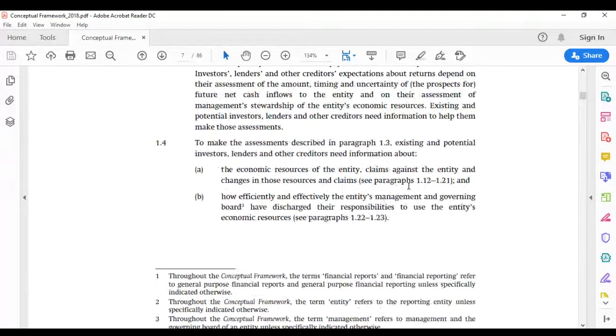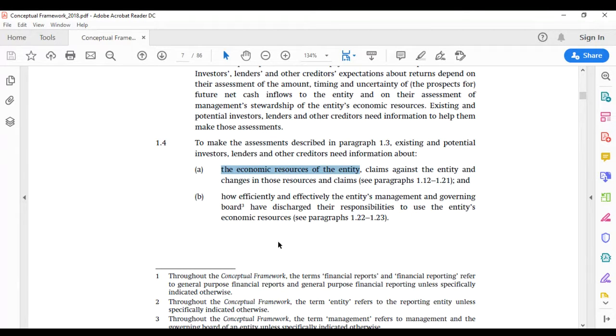Now, I'm going to ask you a few questions when we read through this. They say those potential or existing investors, lenders or creditors need information about the economic resources of the entity. Now we can think a little bit further. Later on, we're going to give names to this. At this stage, we are just establishing the basic principle. But later, we're going to give it names. Let's give that one a name.